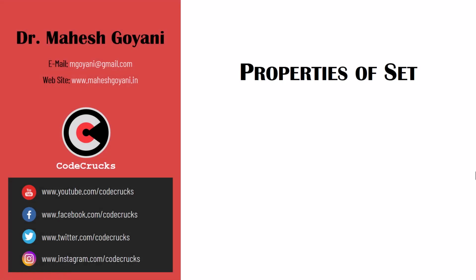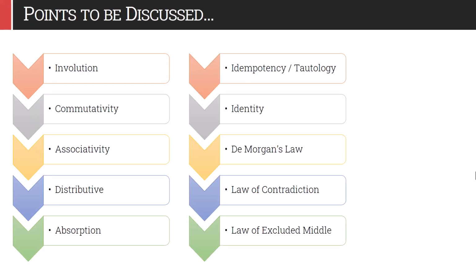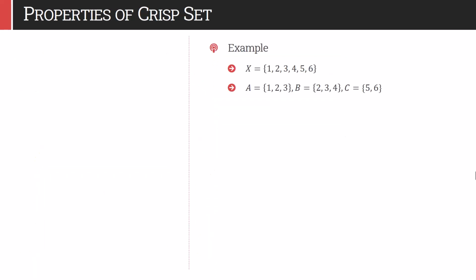In the previous video, we talked about various operations on sets. In this video, we will talk about various properties of sets. Some of the properties listed here, which we are going to discuss: involution, commutativity, associativity, distributivity, absorption, tautology, identity, De Morgan's law, law of contradiction, and law of excluded middle. I'll make sure that you understand them properly with examples.